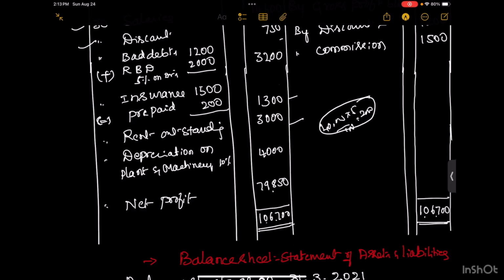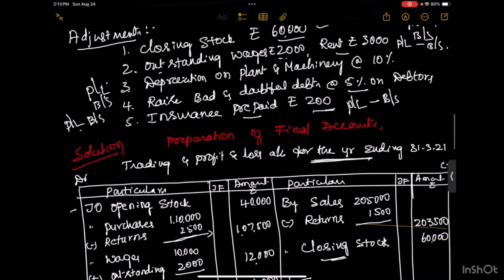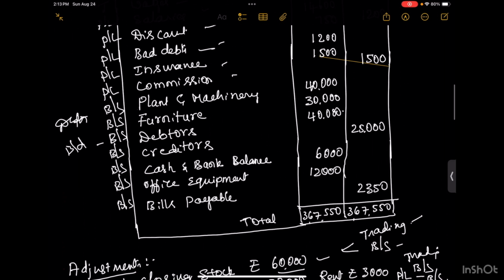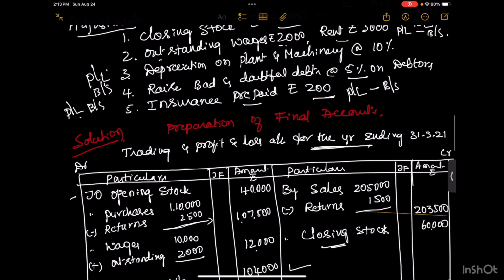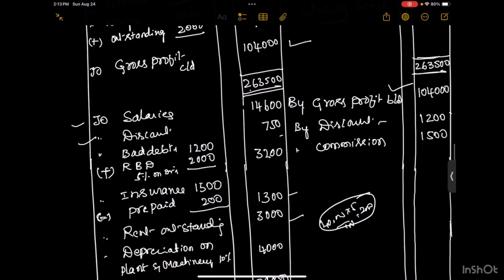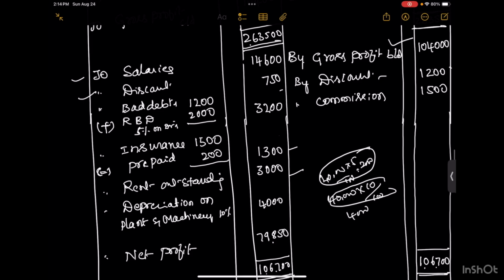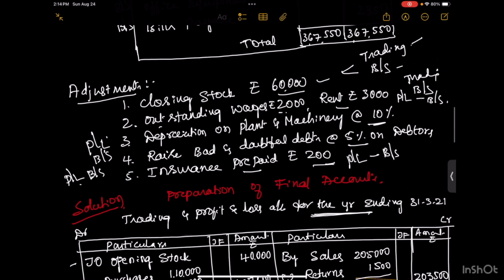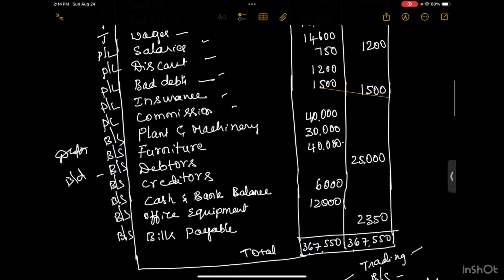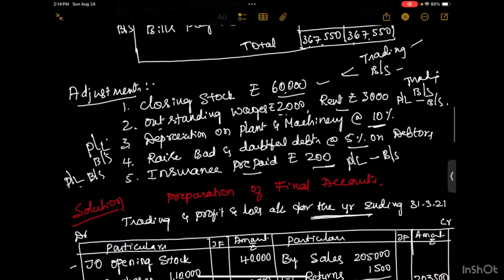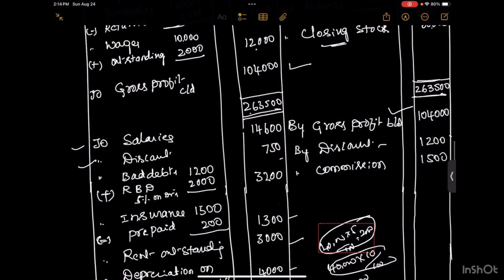After rent, depreciation on plant and machinery. Again, the plant and machinery value, what is given in the trial balance? 40,000. Depreciation is at 10%. So on 40,000 we are going to create 10% depreciation, so it becomes 4,000. That 4,000 expenditure is recorded here. Clear? And we have a commission which is given in the trial balance. That commission is taken on the credit side of the profit and loss account, 1,500.